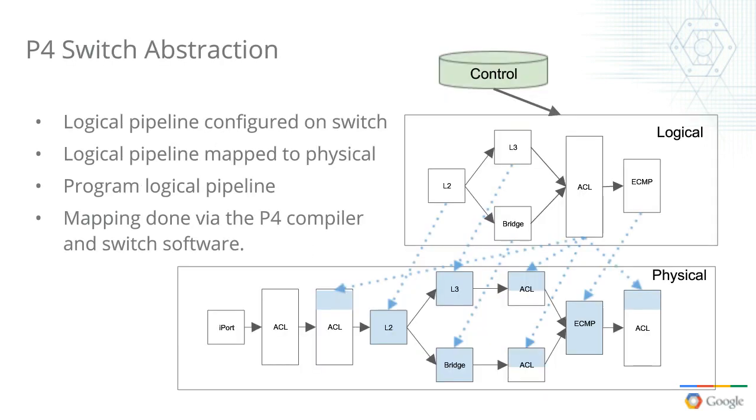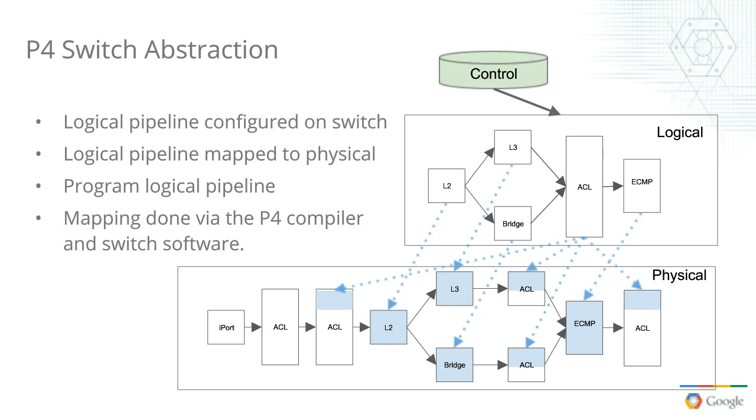Okay, but how do we handle the variation between chips? How do we address the complexity of putting different types of switches in our network? Our approach is to use P4 to define an abstract logical pipeline. So this is an abstraction, an interface that a controller would see, and the controller would program to the logical pipeline. Then this logical pipeline is mapped onto a specific physical implementation.